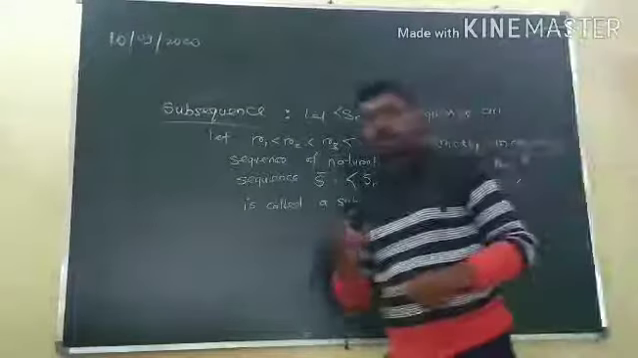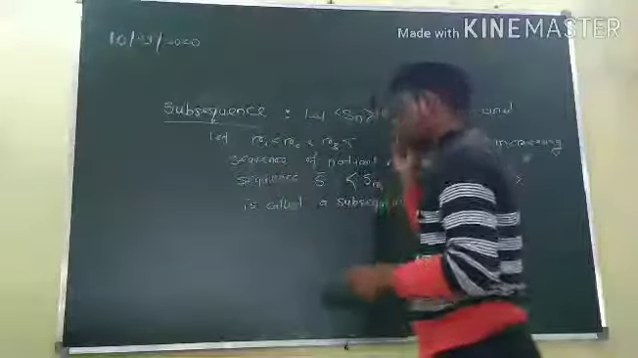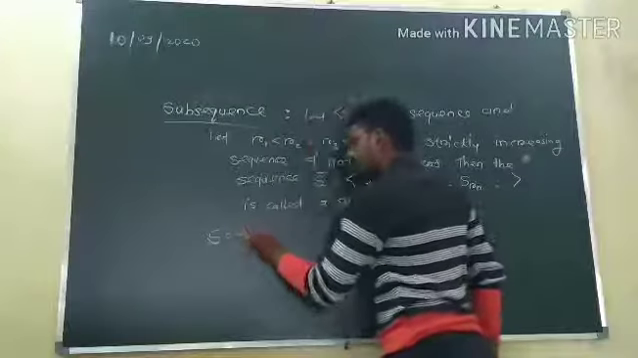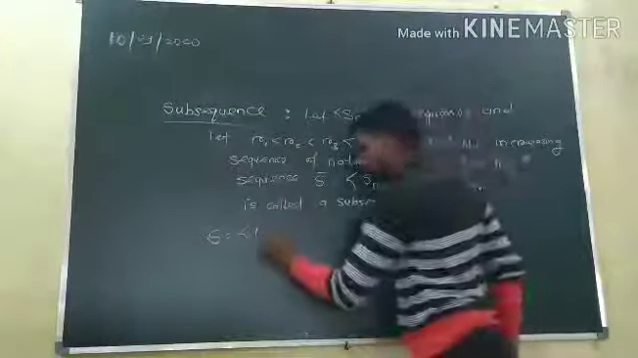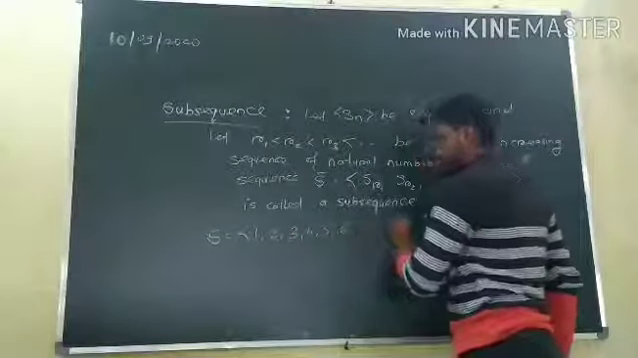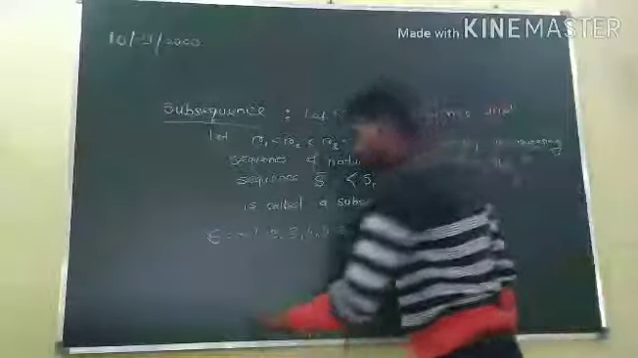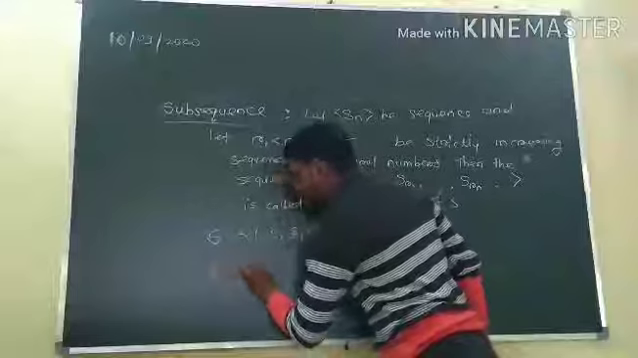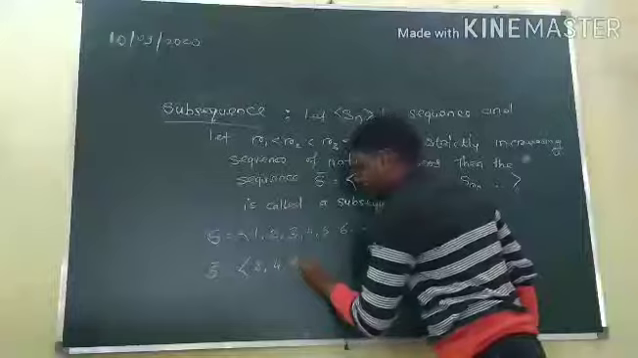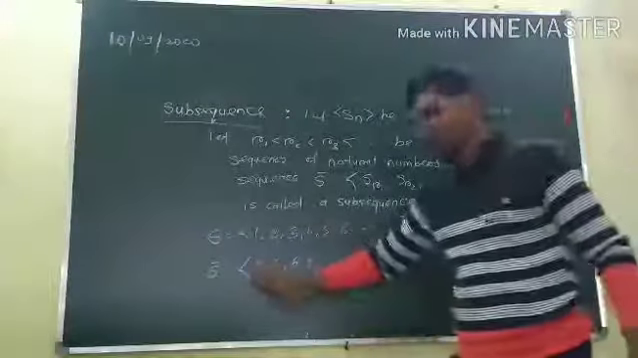Now we will see one example of subsequence first, then we will go to the definition. Okay. So consider the sequence S equal to the sequence of natural numbers: 1, 2, 3, 4, 5, 6 and so on. So this is the sequence of natural numbers. Now if you write S bar equal to 2, 4, 6, 8 and so on, this is the sequence of even natural numbers.